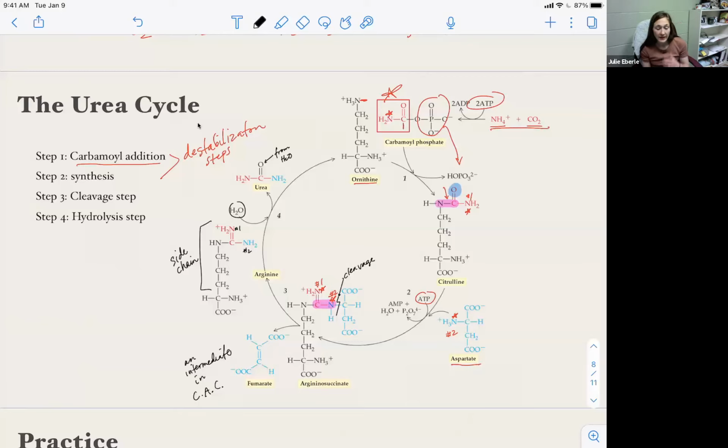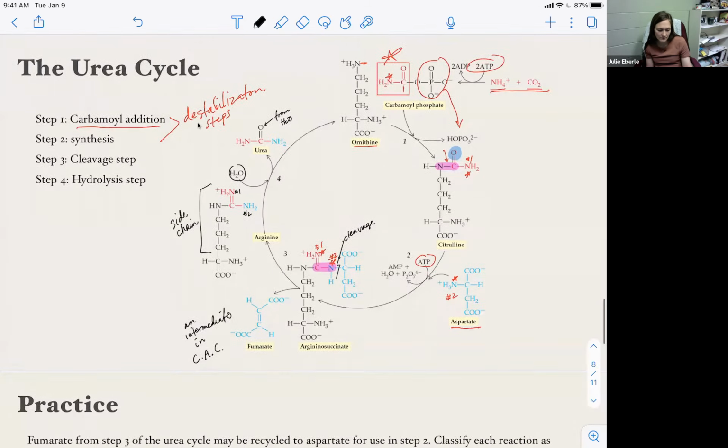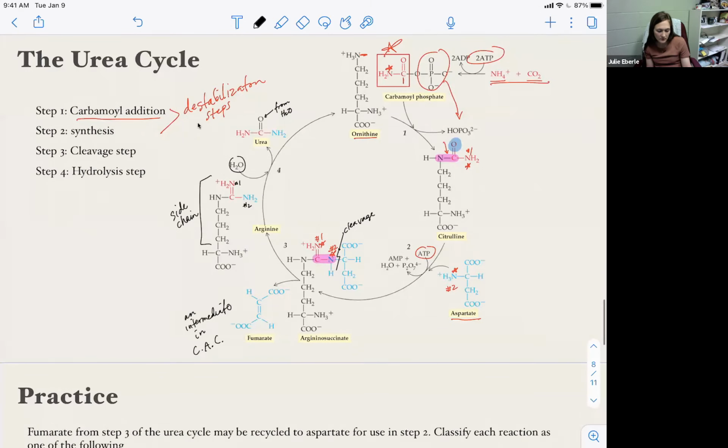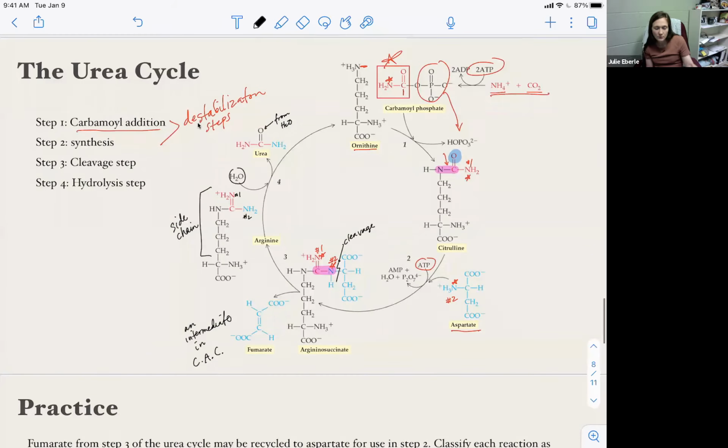Okay. If I gave you an open-ended question, I said, tell me where the nitrogens come from and how the body excretes them, I would want you to be able to, in summary form, tell me the gist of the urea cycle. We make the carbamoyl phosphate. We add that on to ornithine. We add aspartate. There's a cleavage step and a hydrolysis, and we end up with urea. Okay, that would be like a summary. And then that's sent to the kidneys where it is excreted. Okay, questions on the urea cycle?